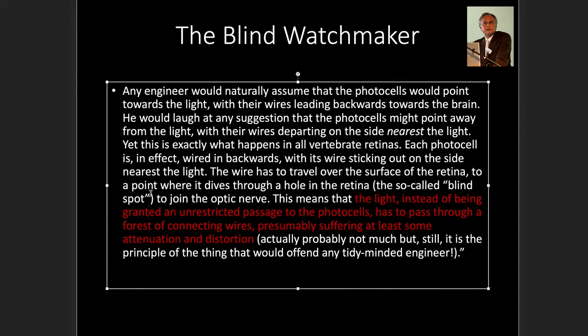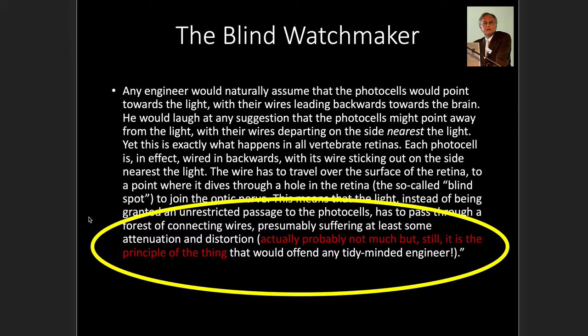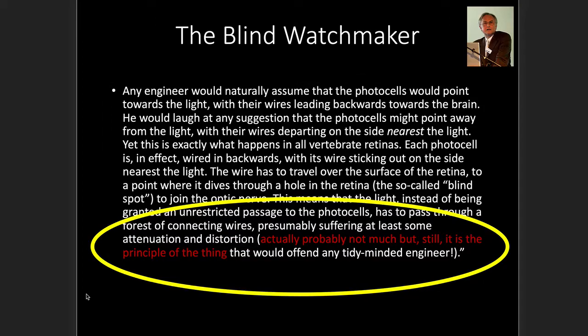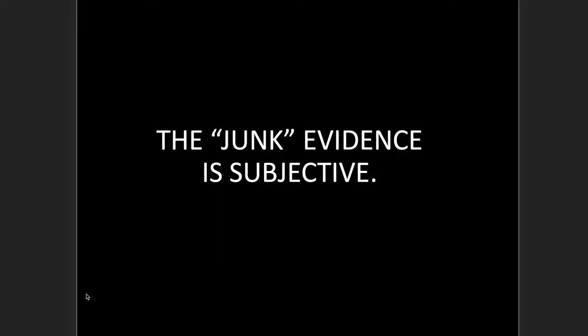But wait, what's next? Dawkins realizes that it actually is not a problem. The attenuation and distortion is not a problem. In fact, there really isn't any attenuation and distortion. And so what does he say here? Oops, or actually probably not much, but still, it is the principle of the thing. And so here he makes a flip, a turn. He goes from a scientific argument, or at least a scientific sounding argument, where he talks about attenuation and distortion, and then instead he refers to the principle of the thing. He appeals to a design aesthetic. The junk evidence argument is subjective.